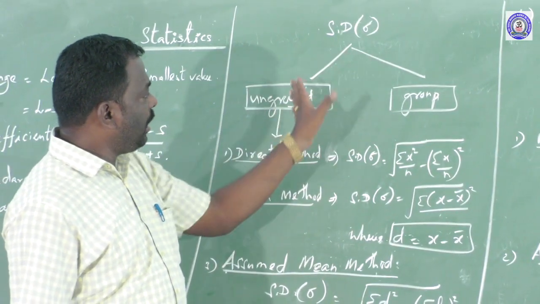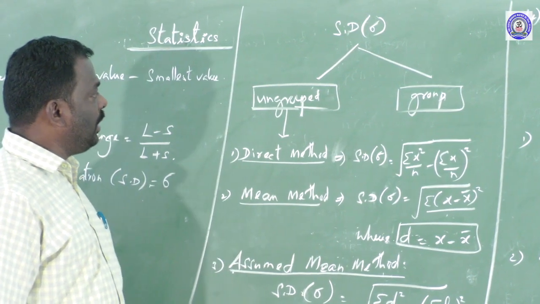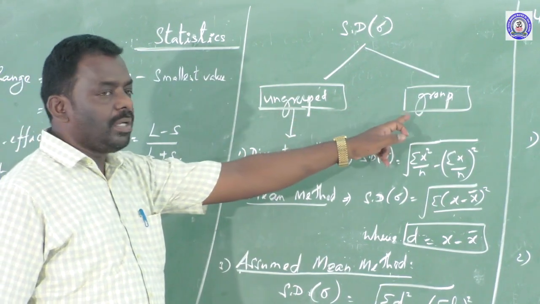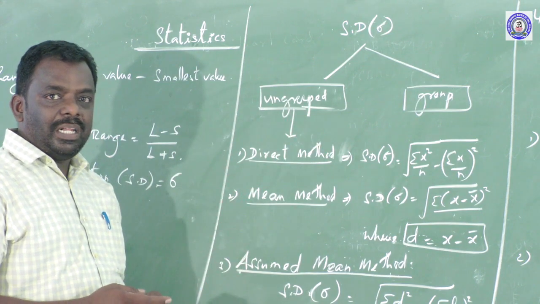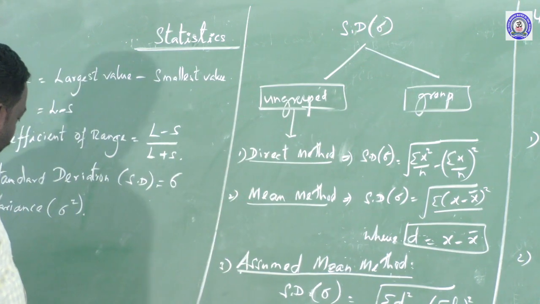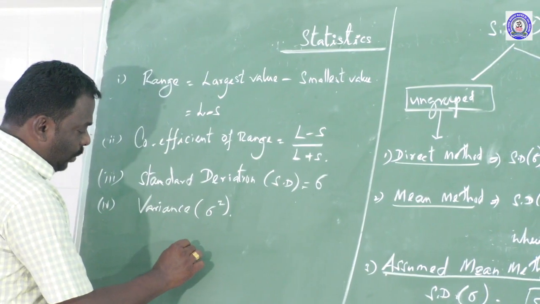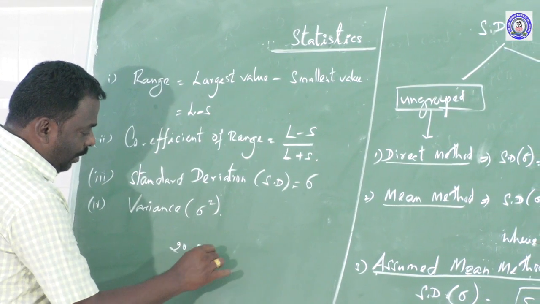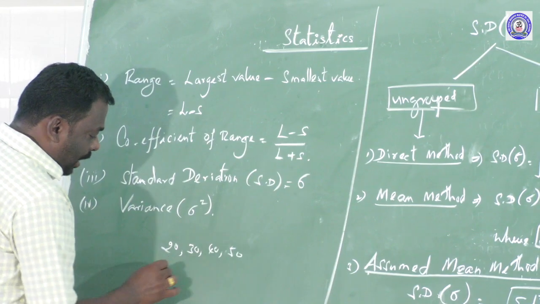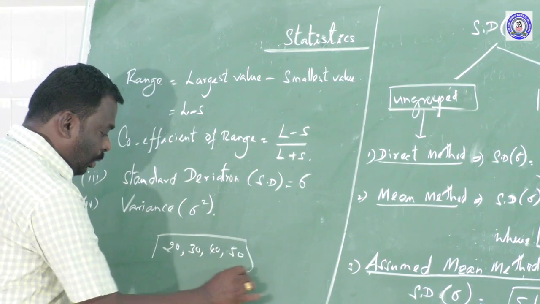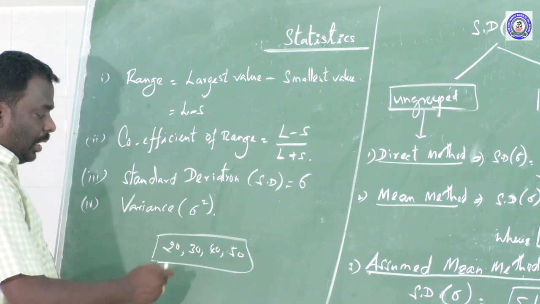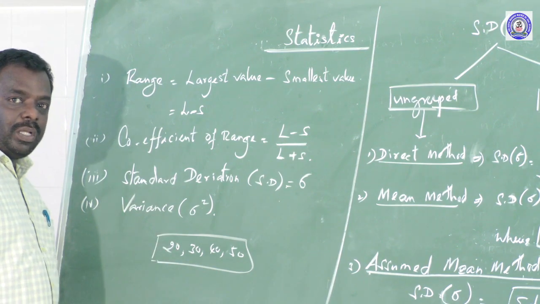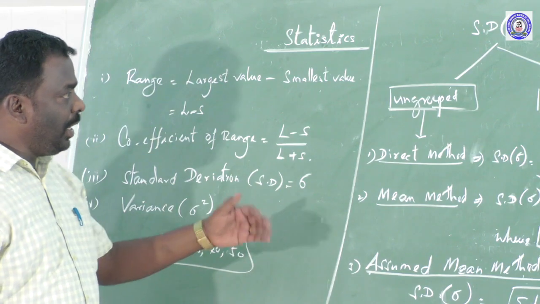There are two types of data. One is called ungrouped data, another is called grouped data. Ungrouped data means the data is given only as numbers. For example, 20, 30, 40, 50, these numbers are called ungrouped data. Using this ungrouped data, we are going to see first the possible methods to find the standard deviation.